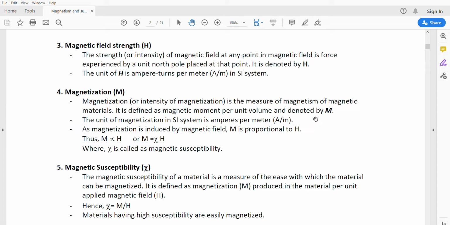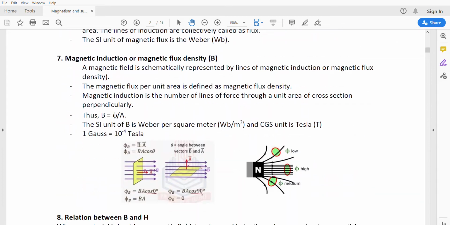It is defined as the magnetization produced in the material per unit applied magnetic field. So how the magnetic field is induced in the materials is calculated by the magnetic susceptibility. That is, the materials having high susceptibility are easily magnetized. So susceptibility is the representation of the magnetization of the materials. Means if the susceptibility is high, that material can be easily magnetized by the external magnetic field.